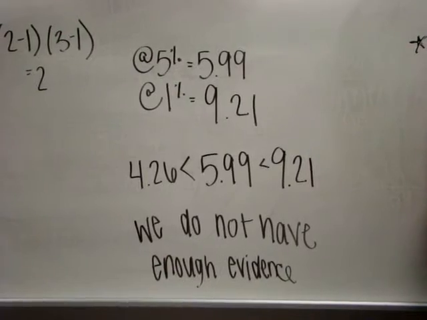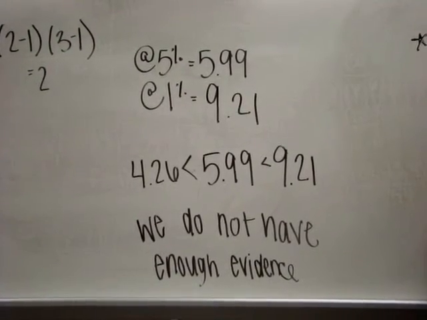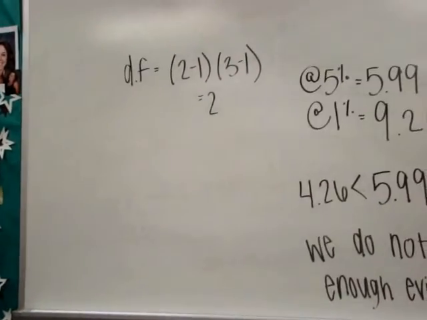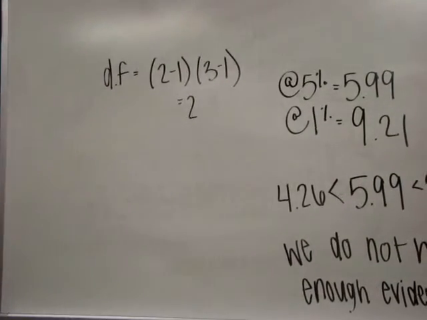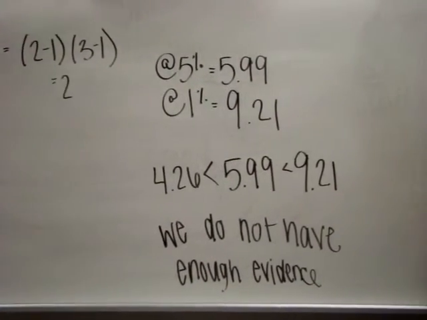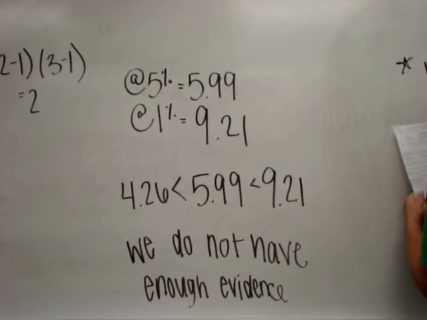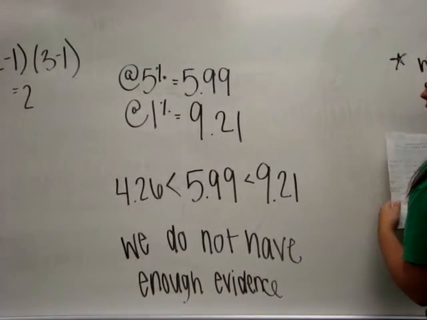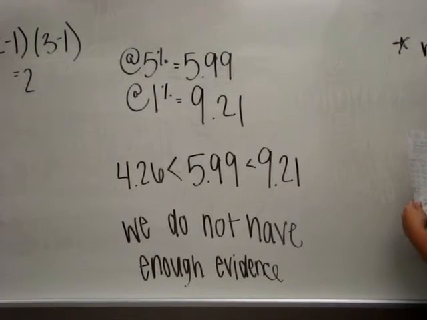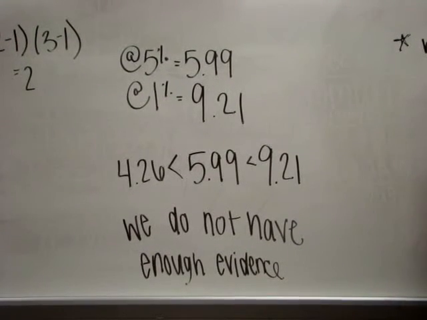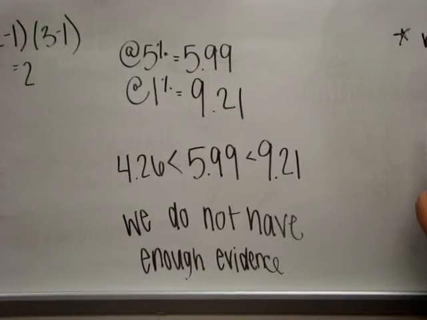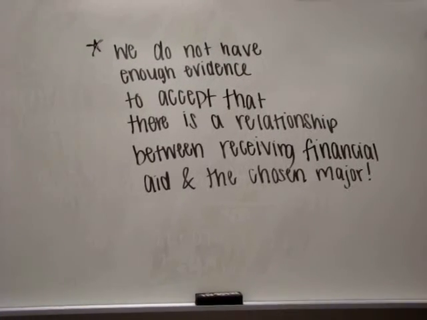Next, you will need to find your degree of freedom. There are 2 rows and 3 columns, so 2 minus 1 times 3 minus 1 is 2. When looking this up in my table, the critical chi-square at 5% is 5.99, and the critical chi-square at 1% is 9.21. Since 4.26 is less than 5.99, we can conclude that we do not have enough evidence to accept the alternate. Our final step is to summarize.